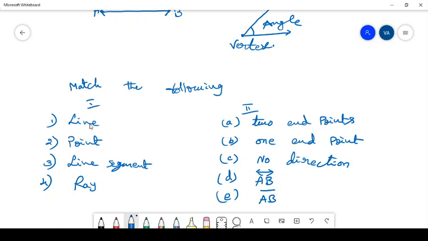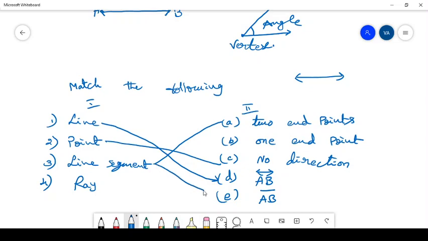అంటే ఫస్ట్ లైన్ దేనికి మ్యాచ్ అవుతుంది ఇక్కడ? లైన్ అంటే టూ ఎండ్ పాయింట్స్ అన్నప్పుడు నో, లైన్ has no end points, extends on both sides కాబట్టి నో ఎండ్ పాయింట్స్. వన్ ఎండ్ పాయింట్ నో, నెక్స్ట్ నో డైరెక్షన్ అది కాదు. నెక్స్ట్ ఏంటి? లైన్ AB. లైన్ అనేది ఇట్లే కదా డినోట్ చేస్తాము, సో దట్ ఈజ్ D. నెక్స్ట్ పాయింట్ అంటే నో డైరెక్షన్, సో దట్ ఈజ్ C. నెక్స్ట్ లైన్ సెగ్మెంట్ having two end points, కాబట్టి అదైనా రావచ్చు. లేదంటే ఇంకోటి ఏంటి? లైన్ సెగ్మెంట్ is denoted like this, ఇది కూడా అవుతుంది. నెక్స్ట్ రే అంటే ఏంటి? Has only one end point.